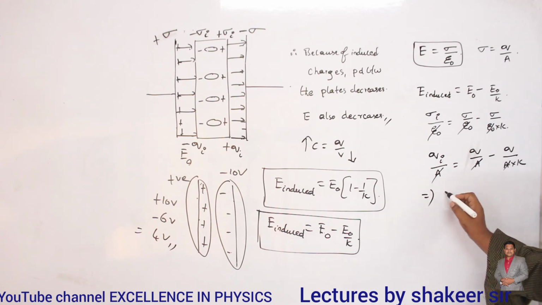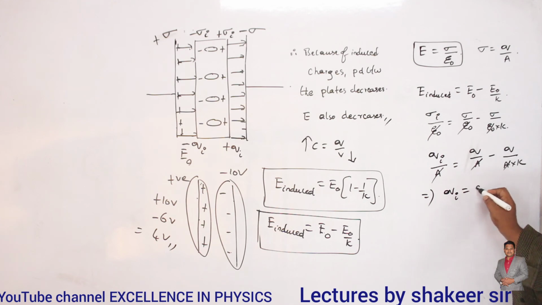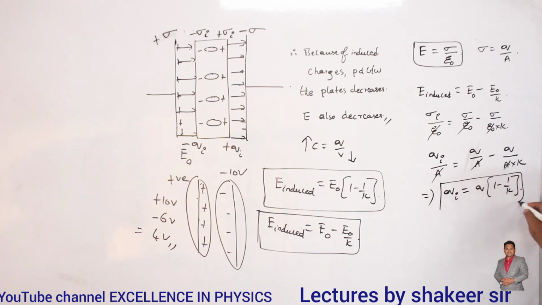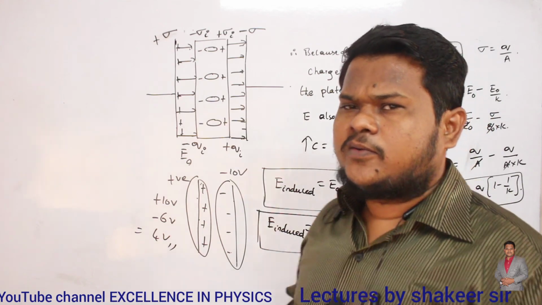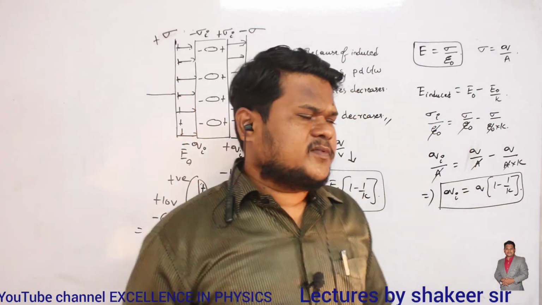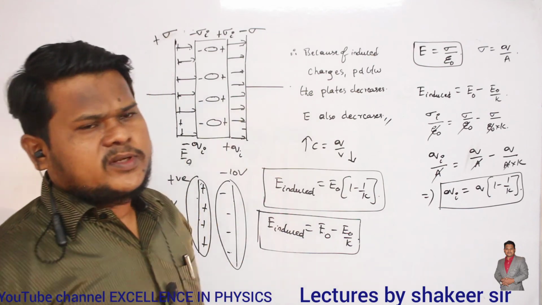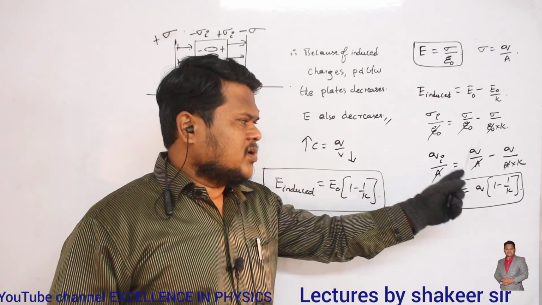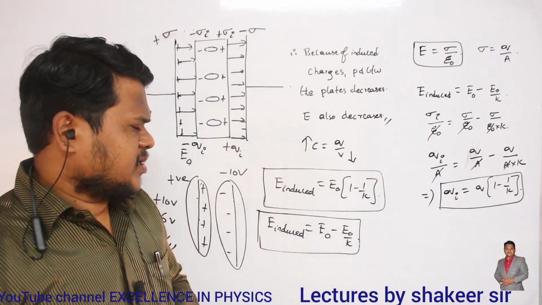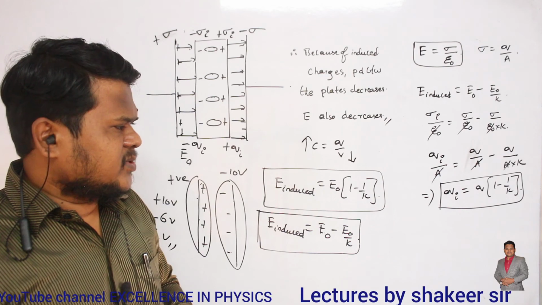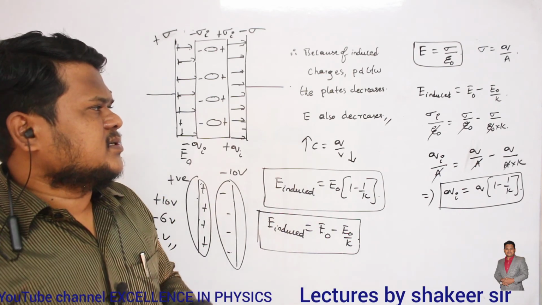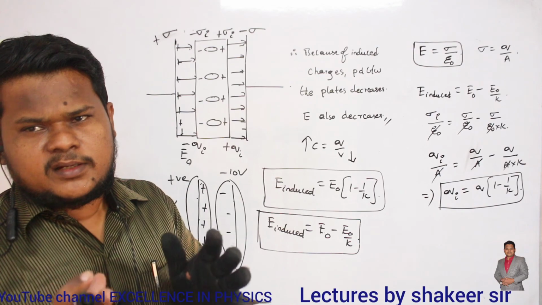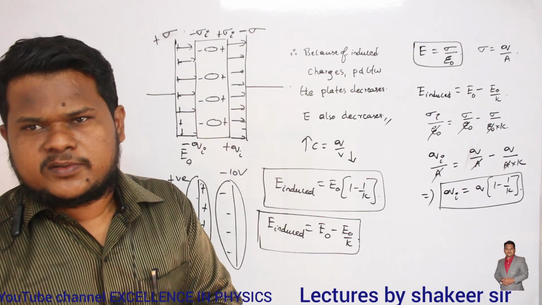So what is the value of Q induced? I got Q induced is equal to Q into 1 minus 1 by K. So this is the relation I got. Clear now? This is also a very important relation to calculate the magnitude of the charge induced on one side of an insulator if it is placed in a uniform electric field. So Qi is equal to Q into 1 minus 1 by K. That is our answer. So make a note up to here, then we will study the capacitance of a capacitor when this dielectric is placed in between the plates of the capacitor. That's all.